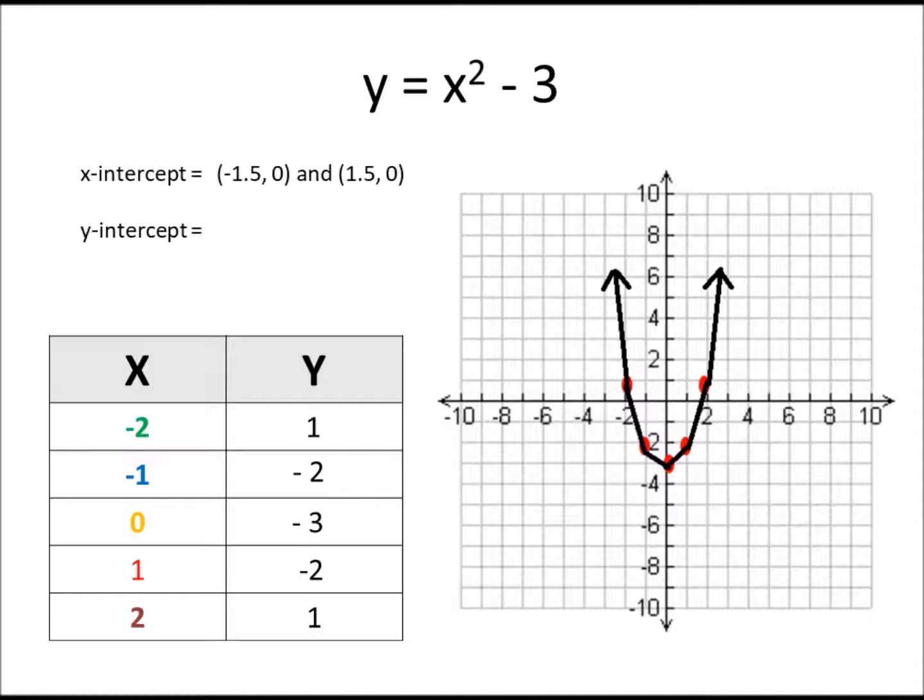The y-intercept is going to be what crosses on the y-axis right here, and it's crossing at this point right there. So the y-intercept is 0, -3.